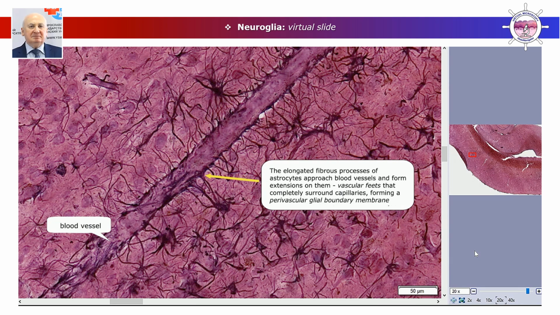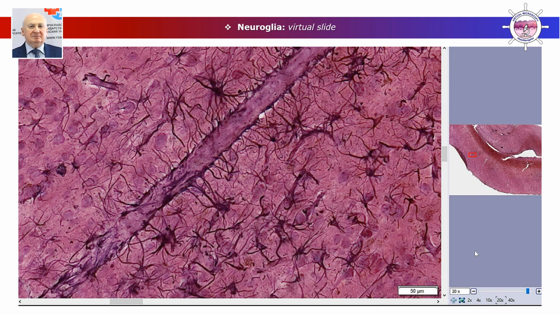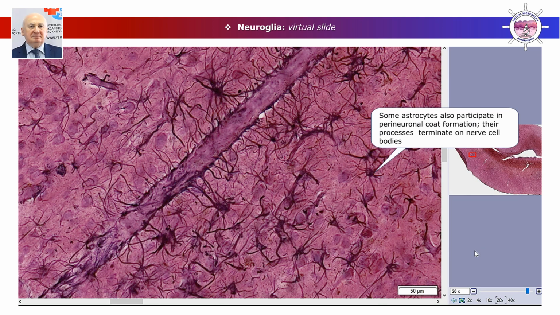The elongated fibrous processes of astrocytes approach blood vessels and form extensions on them, vascular feet that completely surround capillaries, forming a perivascular glial boundary membrane. Some astrocytes also participate in perineuronal coat formation. Their processes terminate on nerve cell bodies.